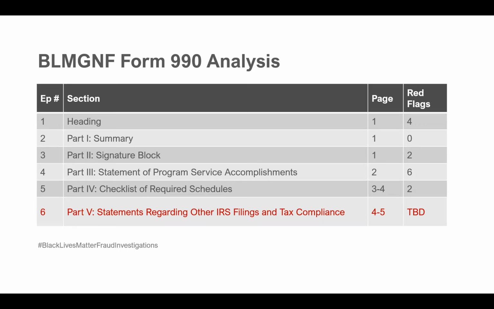5 red flags. So far, if we do the math, we have 14 plus 5, 19 red flags on the first 5 sections of the Black Lives Matter Global Network Foundation's Form 990. And that also includes the heading, which is not technically a part, it's called a heading. So episodes 1 through 6, we have 19 red flags.